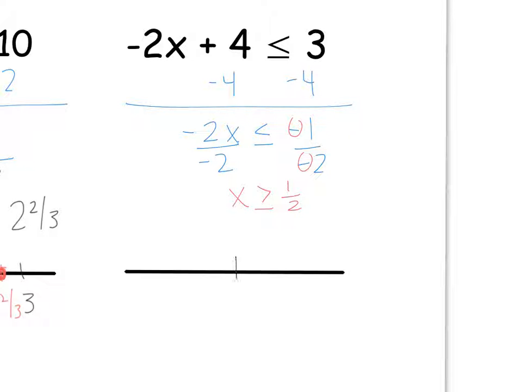So if I graph this, I'll graph 0, I'll graph -1 and 1, and then I'll even plot -1/2 and 1/2. Can plot more than 3 numbers if I really want to. And I need to have a closed circle at 1/2 because it's or equal to. Shade everything greater than 1/2, which means I shade to the right.